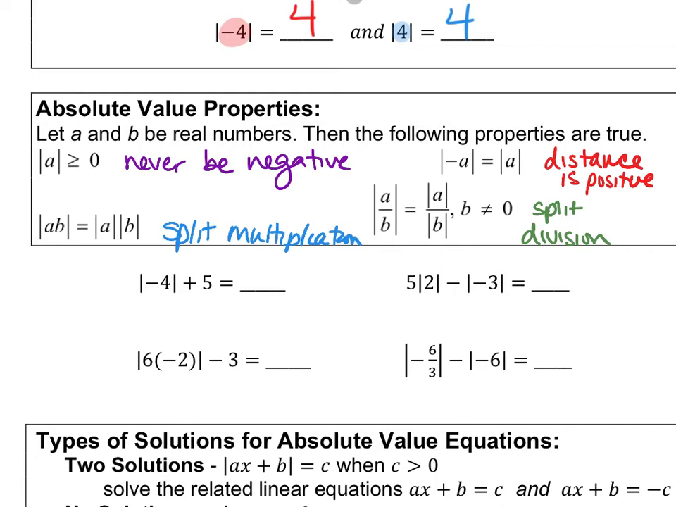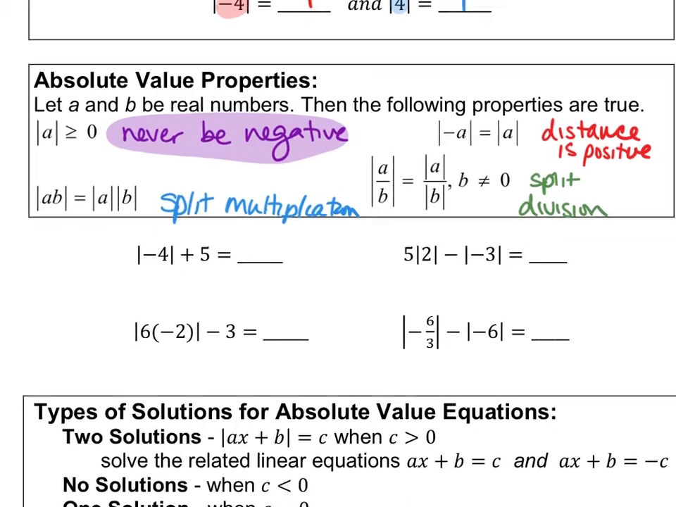But the main idea here, if you want to highlight something, is this right here. Distance can never be negative. So absolute value can never be negative because it's a distance. That's the main idea with absolute value properties.